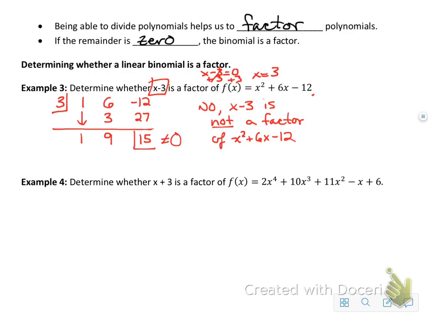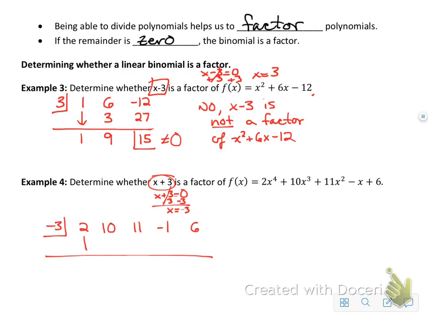Let's do that again. We have x plus 3 here, and we're trying to see if that's a factor of that equation that I'm not going to read. We have x plus 3, set it equal to 0, and solve for x, so we subtract 3, and x is negative 3. So I'm going to speed up our process a little bit. We're going to have negative 3 in the top left-hand corner, and we're going to take our coefficients and write them down in order. So we have a 2x to the 4th, 10x cubed, 11x squared, negative 1x, and 6.